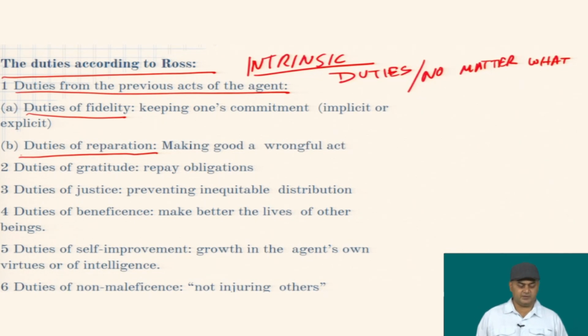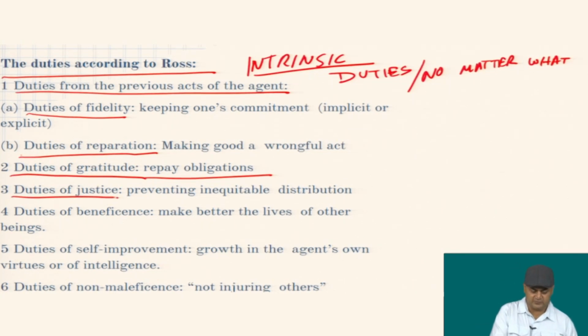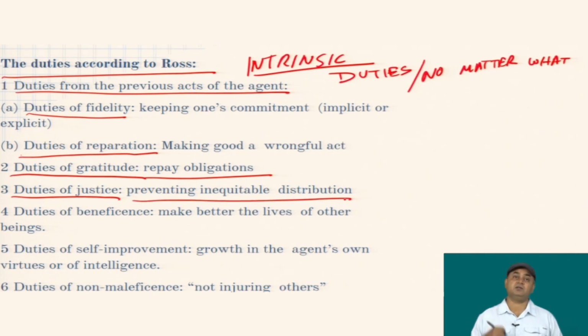Second, it is duties of gratitude. So, repay obligations. The first is the duty that comes from the previous acts of the agent, and the second is duties of gratitude, where you have received something, you need to repay obligations. Then come the duties of justice. Duties of justice talks about preventing inequitable distribution. So, wherever one is in a position to take steps to prevent inequitable distribution. These are the duties of justice, and all of these are intrinsically valuable duties.